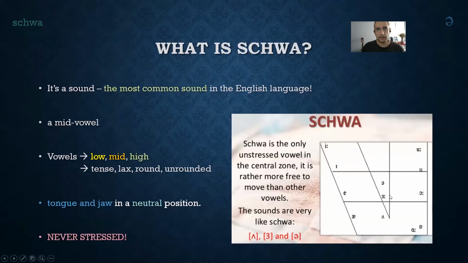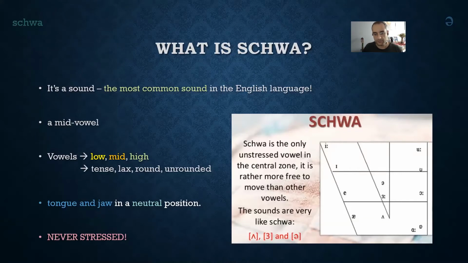Like when you say her, you know, very close to schwa. But it's not the same, obviously. Now, the difference between these three sounds, you know, although they are all in the middle, is that schwa is the only unstressed one, okay? Schwa is never stressed. And I think this is a very important piece of information.